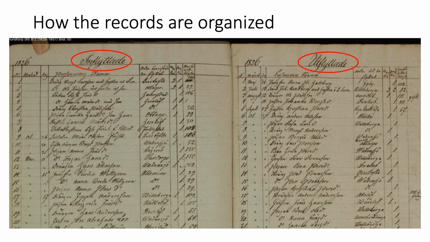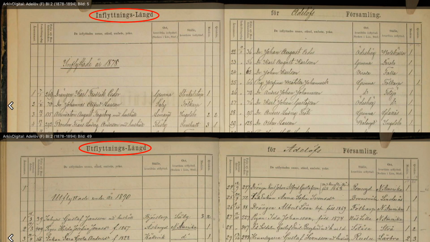Each parish organized the records as they wished, but two types generally prevailed. One type of moving records had a page for those who were moving in, and the opposite page for those who are moving out. Notice the words at the top. Inflyttade means moving in, and utflyttade means moving out. Another method employed one book for moving out and another book for moving in. When searching in these books, look at the front of the book for a possible table of contents, which will save time because the book may also contain baptisms, births, and deaths.